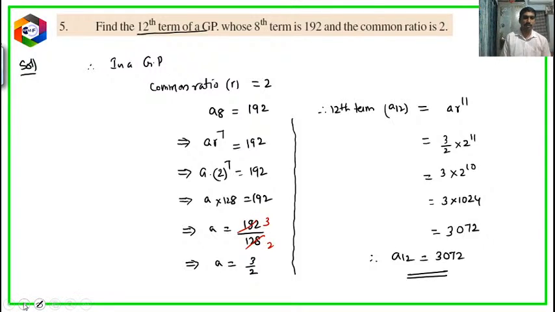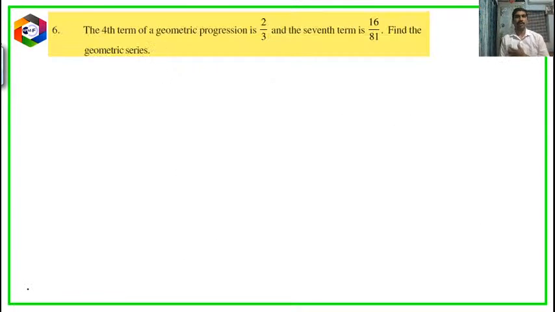Now we will move to the next question, children. I think two more questions are left, that's all. These two questions are particularly for 4 marks questions. Particularly these two are taken from this exercise. If they want to give a 4 marks question, they usually give it from these two questions only.